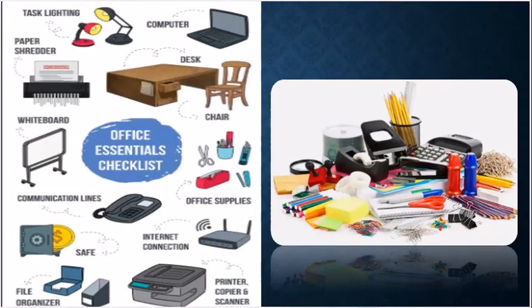This image highlights essential office items, with the left panel presenting an office essentials checklist featuring key components like task lighting, computer, desk, chair, whiteboard, paper shredder, communication tools, internet connection, safe, file organizer, and a printer copier scanner. The right panel complements this by showcasing a collection of office supplies, including pens, markers, sticky notes, paper clips, staplers, scissors, tape dispensers, and calculators, emphasizing the practical tools needed for a functional and efficient workspace.